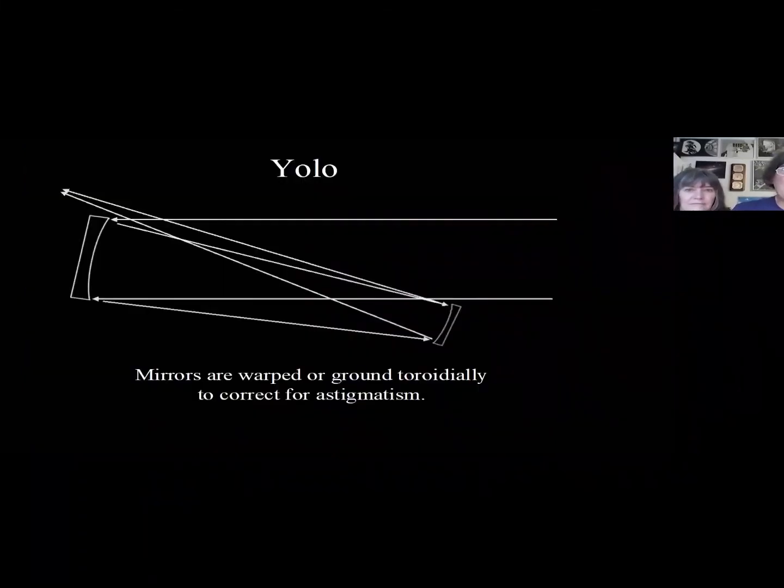Some variations on that: the Yolo. The mirrors are actually not ground parabolic. They're distorted with pressure and ground spherical, and then they spring back into the correct shape. It works, but holy cow, it's hard to do. So you need a machine shop and a lot of patience to make a Yolo.